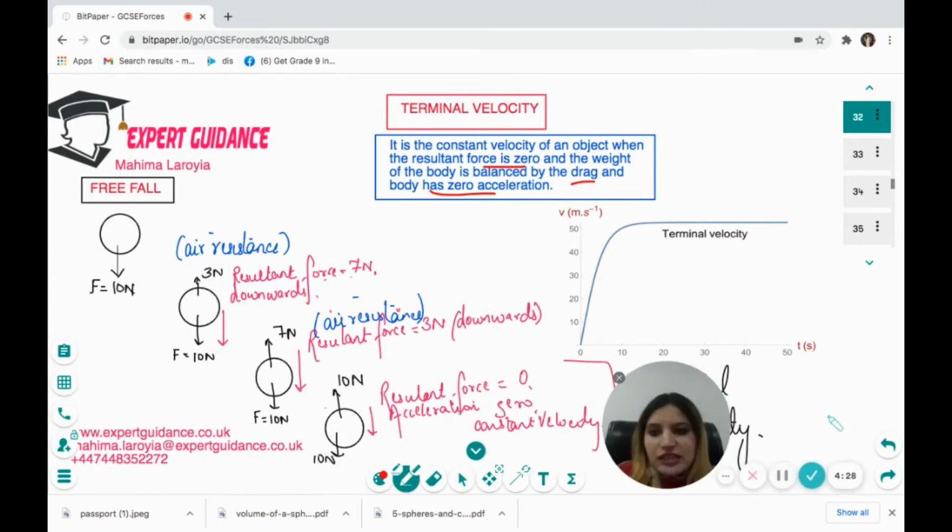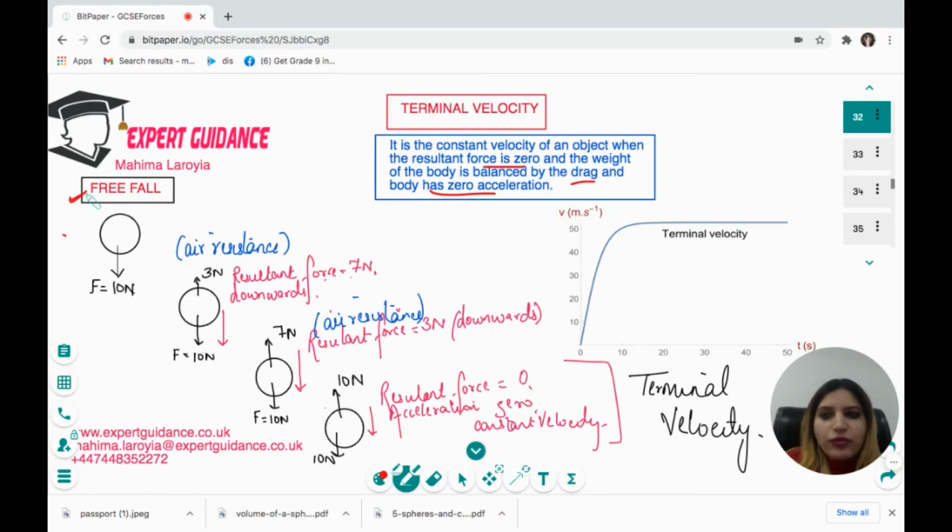So if you look here, I have dropped a ball from a height. It's a free fall and the mass of the body is 1 kg, so the downward force, the weight force, is 10 newtons. Now, as the body falls a little distance, the air resistance starts to build up. So here, 10 newtons is the downward force, 3 newtons is the resistance. So the net force acting on this body is 7 newtons downwards and it will accelerate downwards.